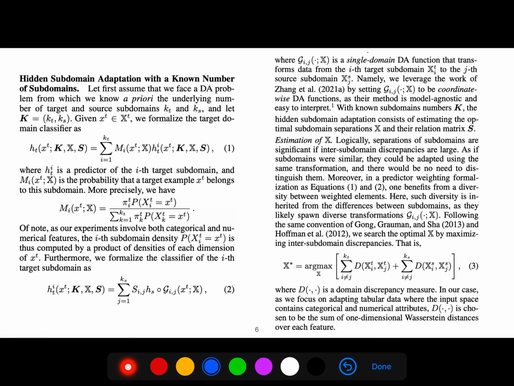So we formalize the target domain classifier like this. This is your target domain classifier. H sub t is a predictor. This one is the predictor of the i-th target subdomain. And M sub i is the probability. So M here is the probability that a target example belongs to this subdomain.